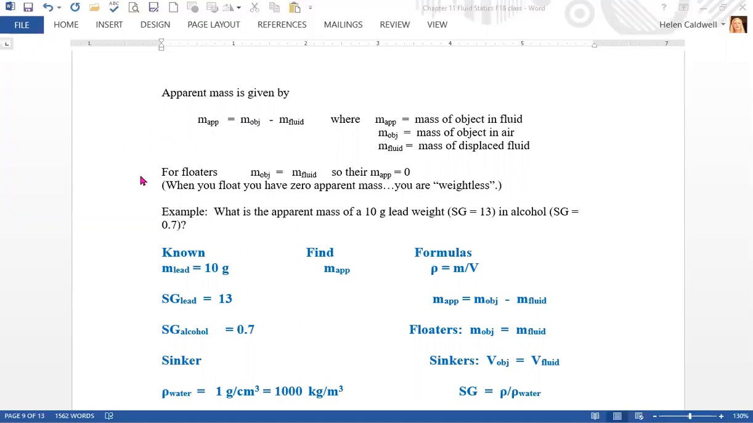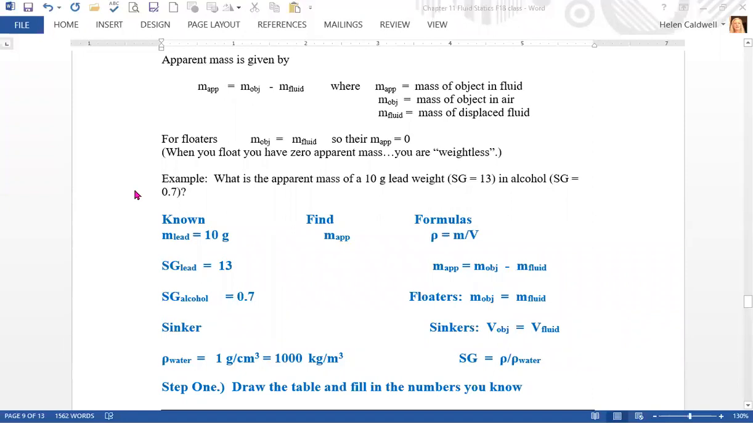So for a floater, the mass of the object is equal to the mass of the displaced fluid, so the apparent mass is going to be 0. When you float, you are weightless, whether it's in air or in space, or whether it's in the pool.